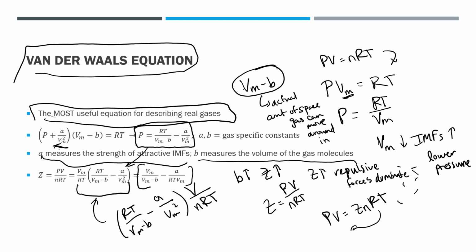But now let's look at if A goes up, right? The larger A is, the smaller Z is going to get, because we have this minus term, right? And A is in the numerator, so the bigger A is, the more we're subtracting off, which means that Z gets smaller. And when Z goes down, attractive forces dominate. And this is one way of seeing how A represents attractive IMFs and B represents the repulsive forces that come from the constraint that gas molecules themselves have finite volume.